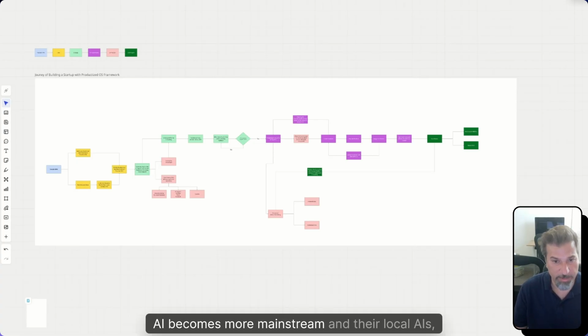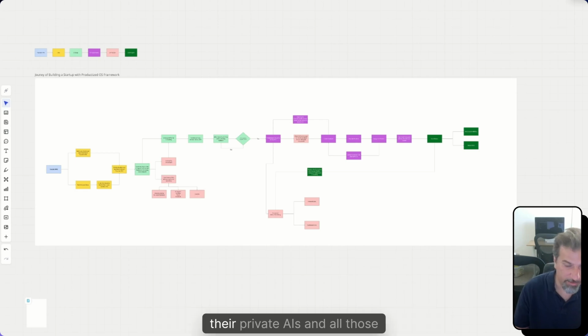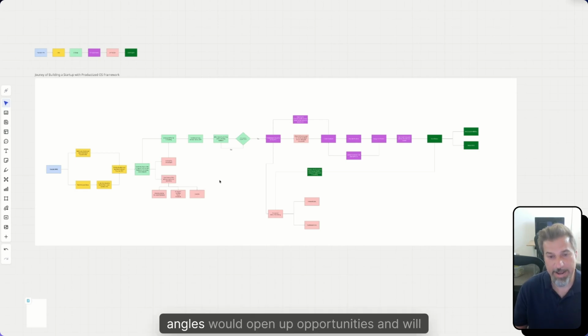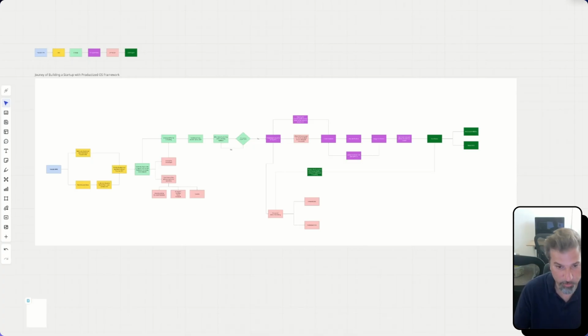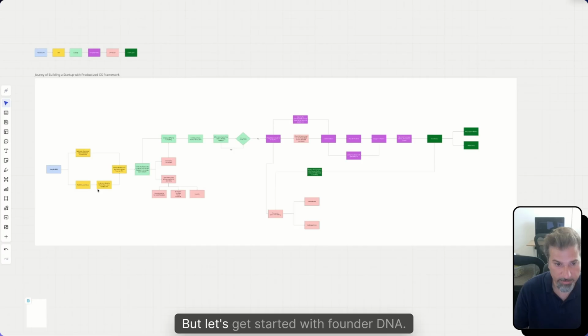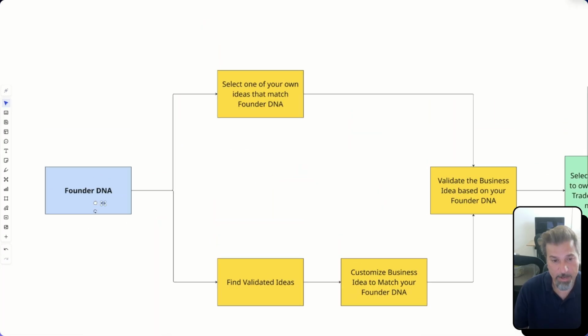AI becomes more mainstream, and there are local AIs and private AIs, and all those angles will open up opportunities and allow this framework to morph into something more comprehensive. But let's get started with founder DNA.